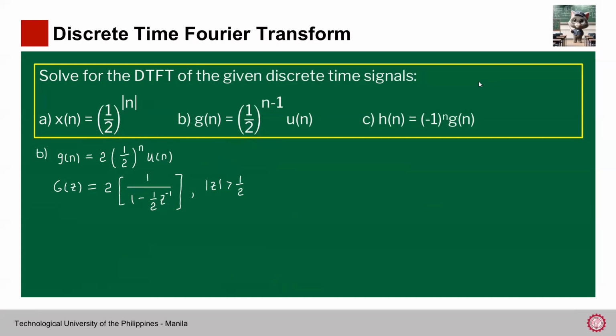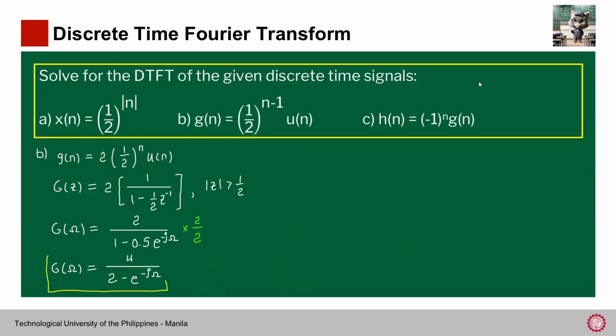So G of omega is simply 2 all over 1 minus 0.5, and instead of writing Z to the negative 1, I will write e raised to negative j omega. This is our DTFT. If you want all integers, you can multiply everything by 2 over 2, which gives g of omega equal to 4 all over 2 minus e raised to negative j omega. The answer above is also fine; I multiplied by 2 over 2 just so everything is a whole number.